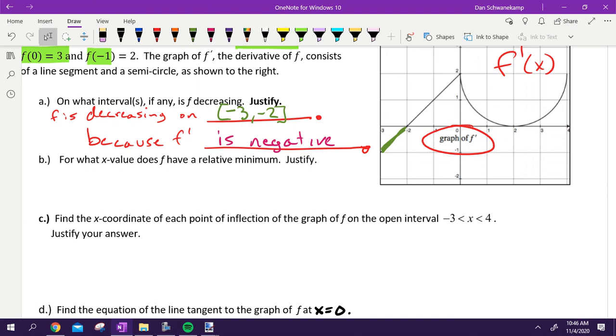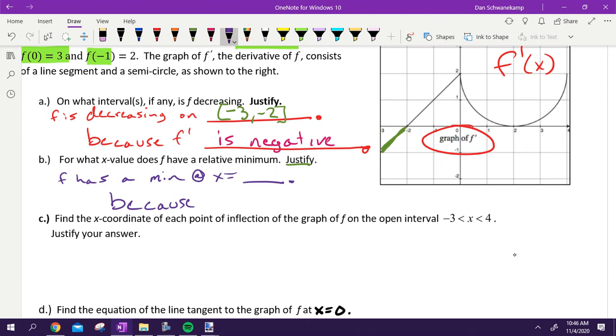On what x value does f have a relative minimum? Justify. So again, when we see justify, we're going to write this thing out. F has a maximum at x is equal to blank because, oh my bad, I said max, my fault. F has a minimum because that's what it's asking for.